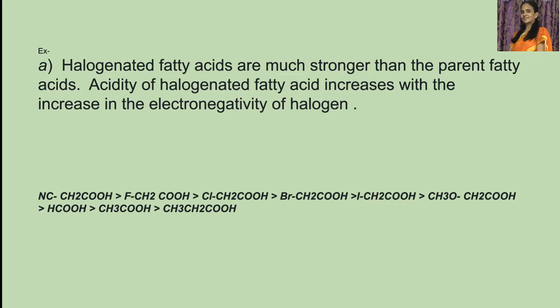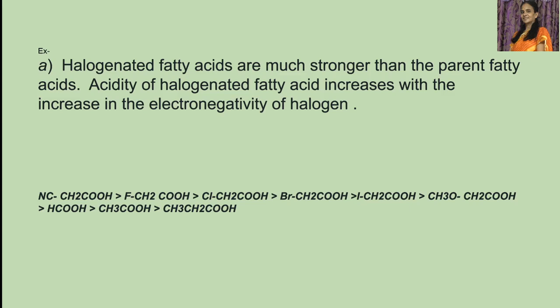This is cyanoacetic acid, this is fluoroacetic acid, which is stronger than this. This is stronger than chloroacetic acid, which is stronger than bromoacetic acid. Bromoacetic acid is stronger than iodoacetic acid. This is stronger than methoxyacetic acid, which is stronger than formic acid, which is stronger than acetic acid, which is stronger than propanoic acid. So when compared to acetic acid, the fluoro, chloro, bromo and iodoacetic acids are stronger.